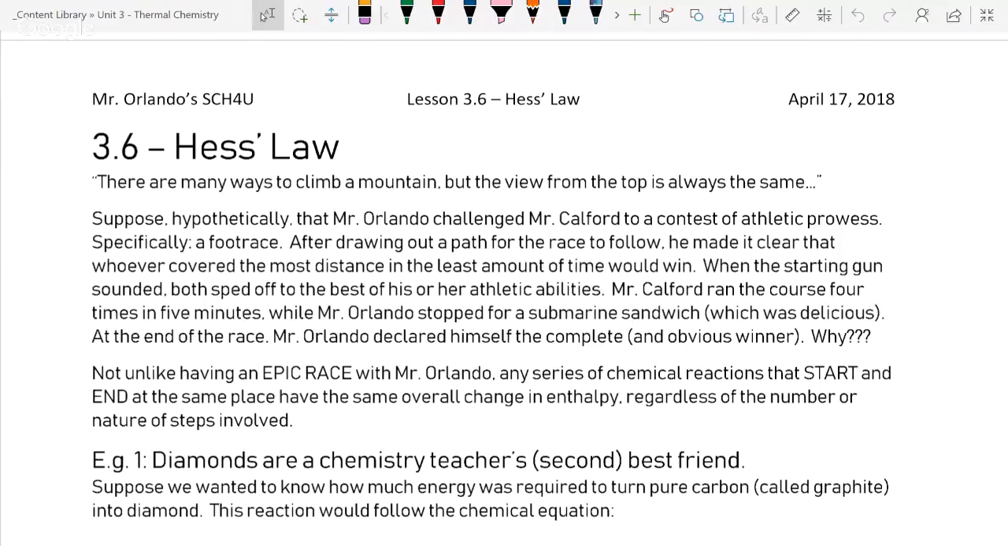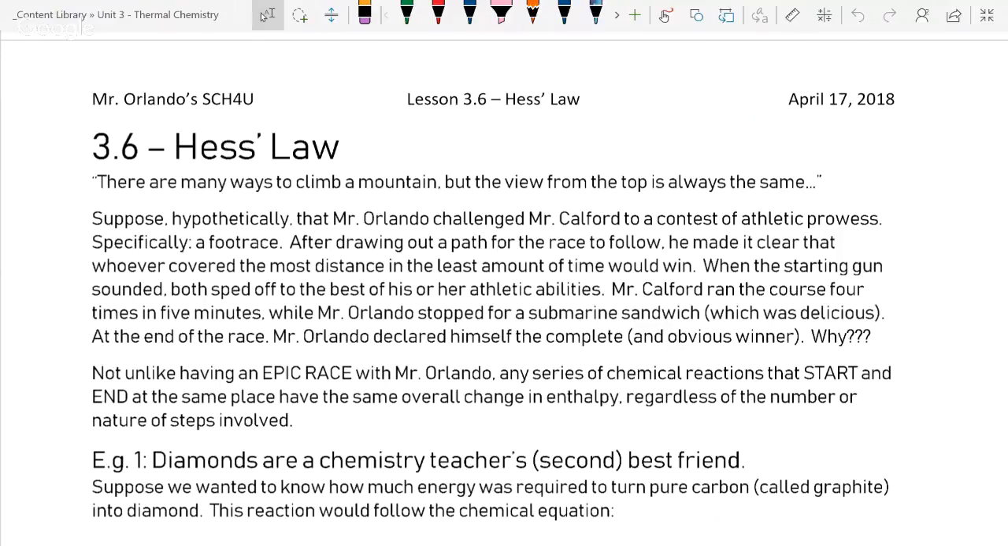Bonds are breaking. When we undergo chemical reactions, bonds are broken and new bonds are formed. So as we undergo chemical reactions, there is less or more energy in bonds, right? Does that make sense? And that has a predictable change in enthalpy.